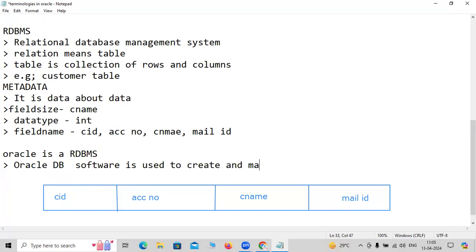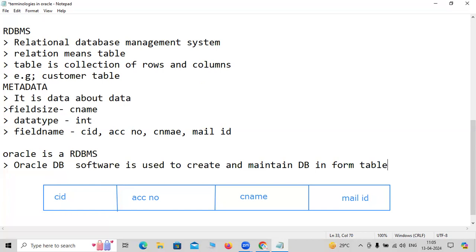Create and maintain database in form of table. So in RDBMS, the database is maintained only in the form of table. There is other software for this database like NoSQL, in which we are not maintaining it as a table.